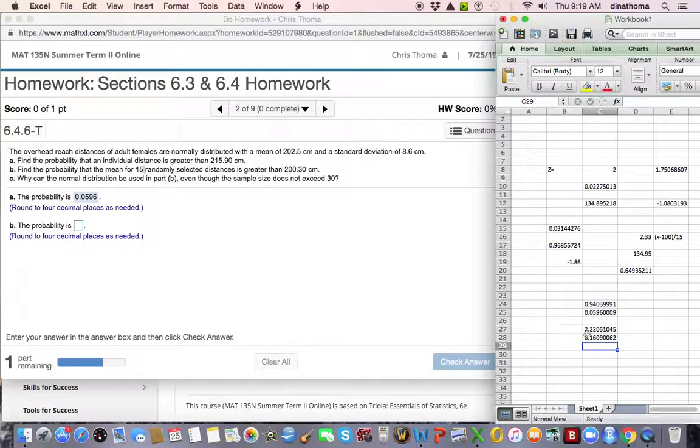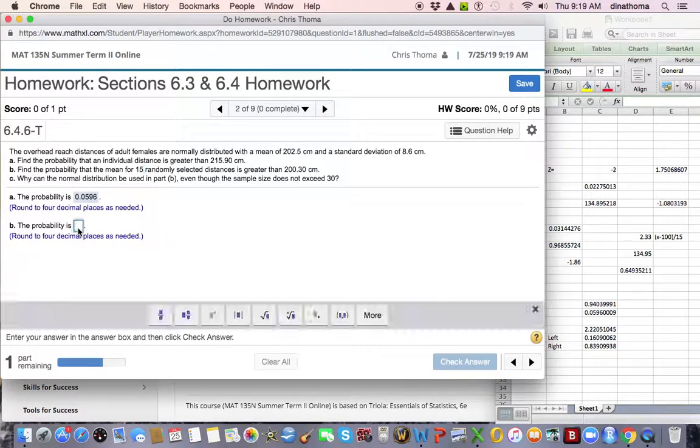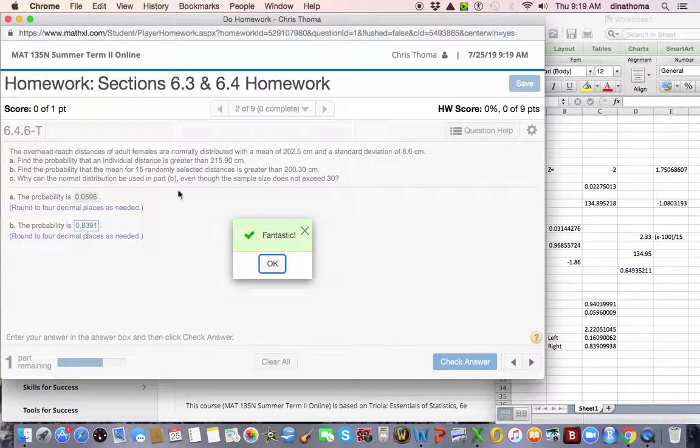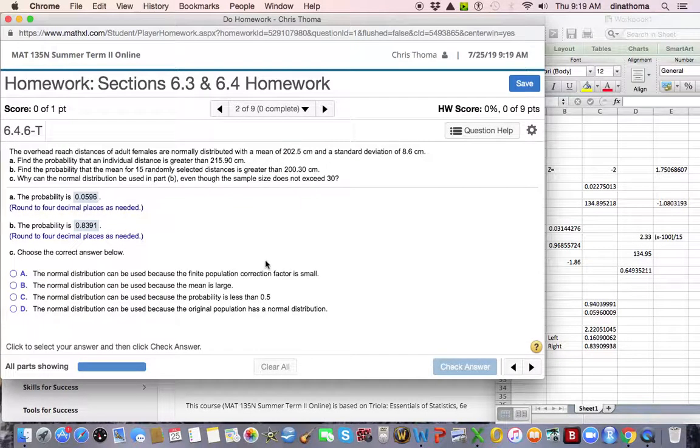And I get an answer of 16.1609. However, again, this is to the left. I want to the right. So equals 1 minus my left. And I get 8391. So 0.8391. And that's how you do the central limit theorem.